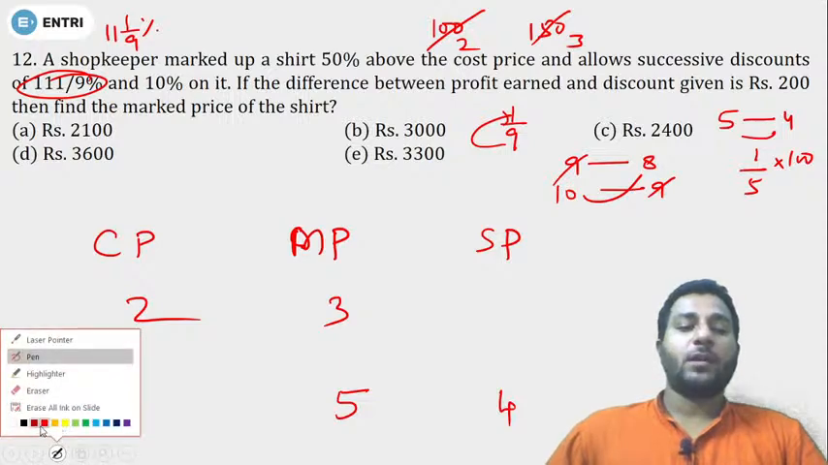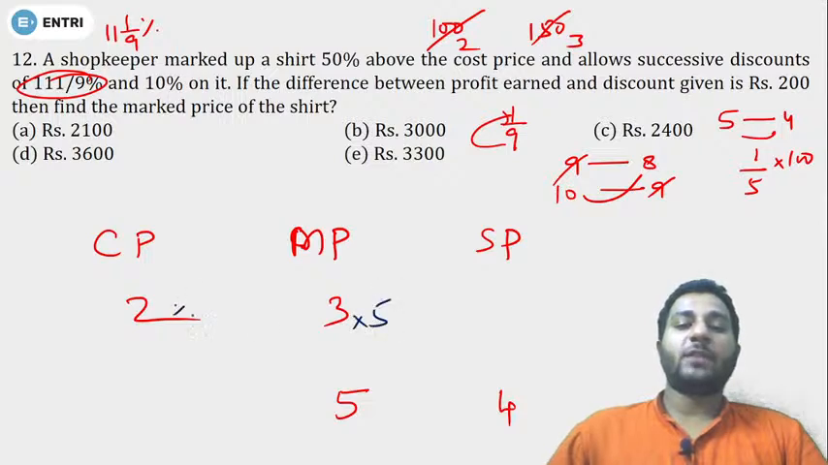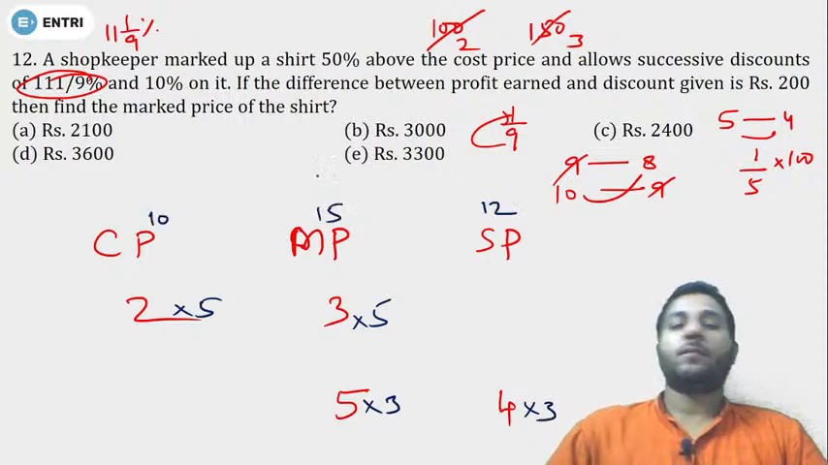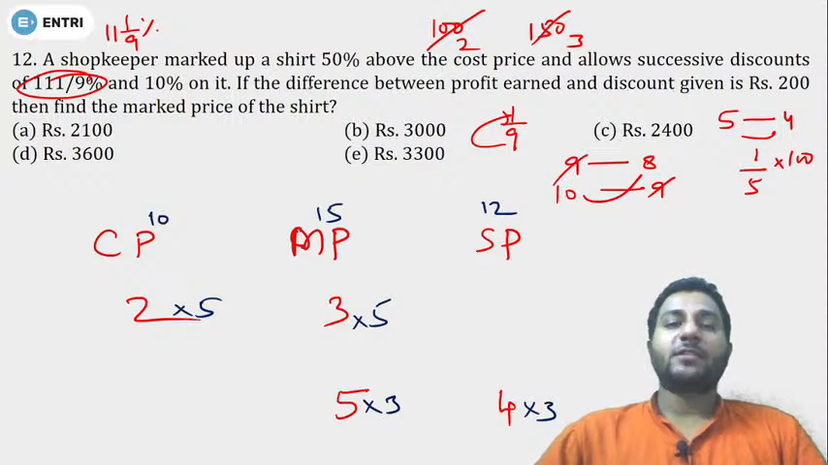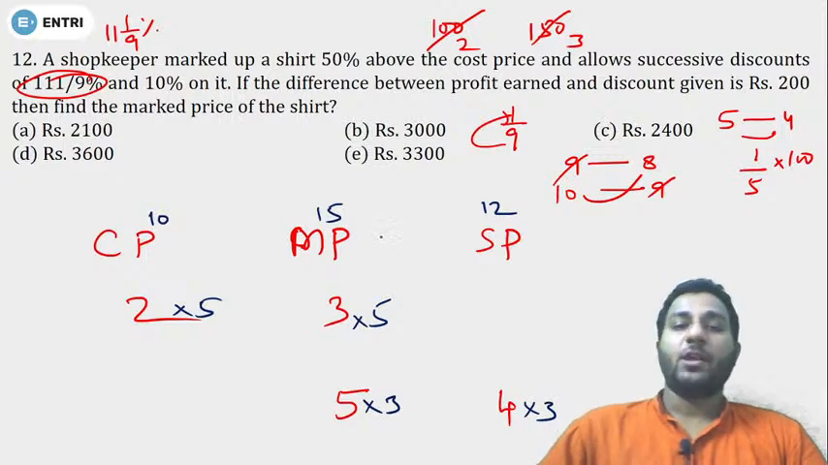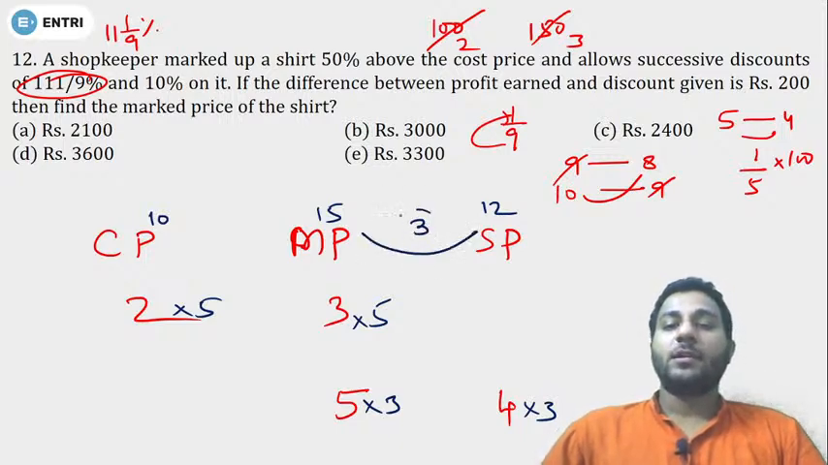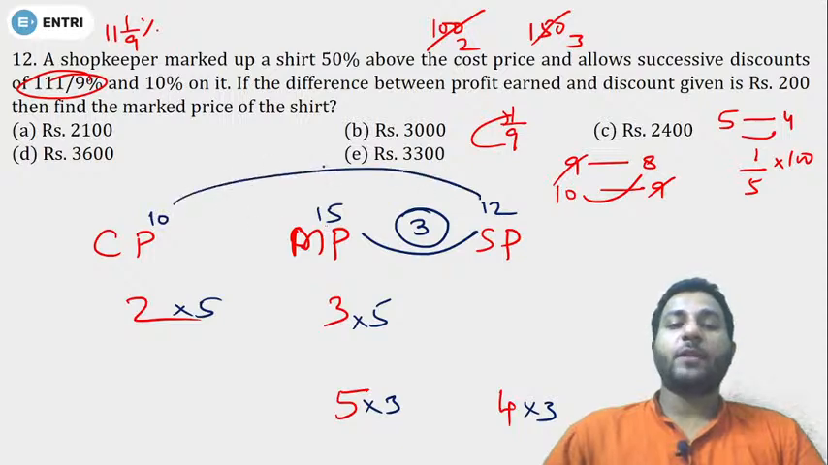Now let's equate the MRP by multiplying with 5 in the above ratio and 3 in the below ratio. So 10, 15 and 12 will be the final ratio of cost price, mark price and selling price. Now, look at this. The difference between profit earned and discount given is 200. So the discount will be 3 units, profit will be 2 units, the difference between 3 and 2 will be 1 unit, and it will be equal to 200.